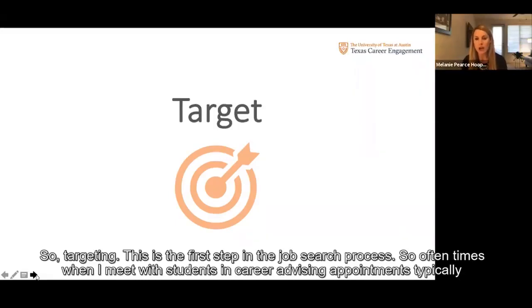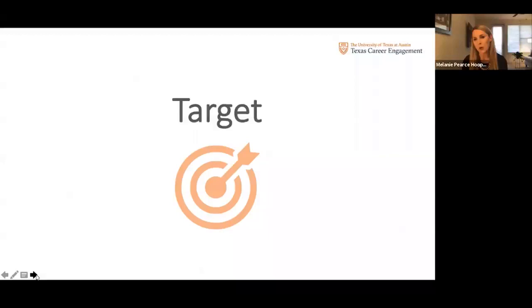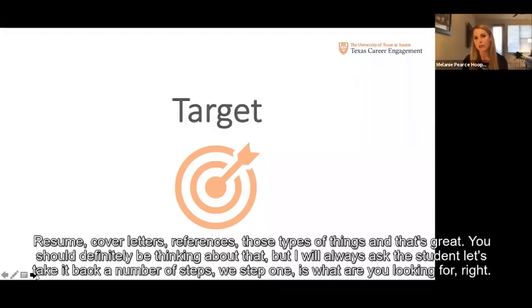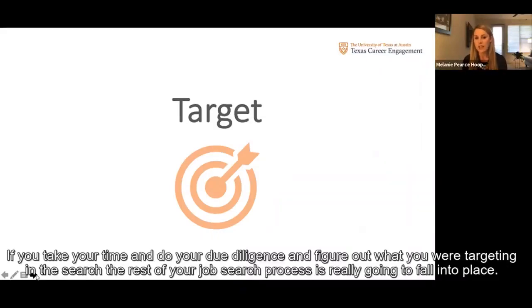So oftentimes when I meet with students in career advising appointments, typically the advising appointment is I'm looking for a position, right? And the first thing that a lot of people want to do is launch into gathering their job search materials, resume, cover letter, references, those types of things. And that's great. You should definitely be thinking about that. But I will always ask the student, let's take it back a number of steps. Step 1 is what are you looking for, right? If you take your time and do your due diligence and figure out what you are targeting in a search, the rest of your job search process is really going to fall into place.